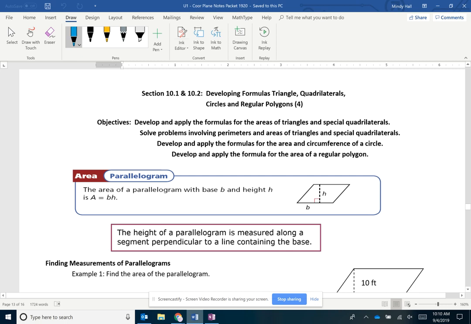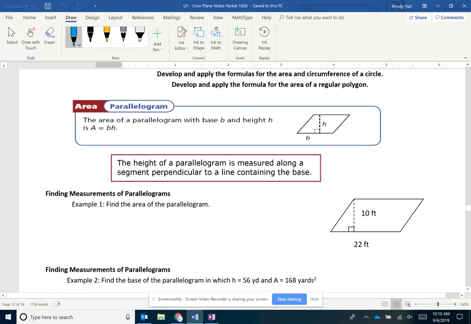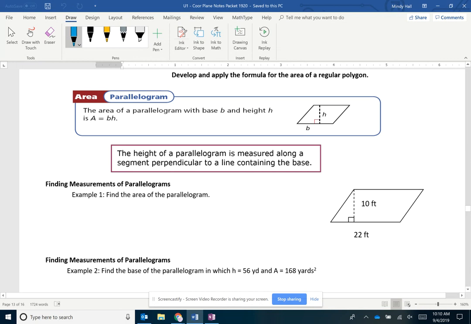All right, so we are going to be working with triangles and quadrilaterals and a whole bunch of shapes so we can find the area of them. So starting off, we are going to start with a parallelogram. And the formula for an area of a parallelogram is base times height.